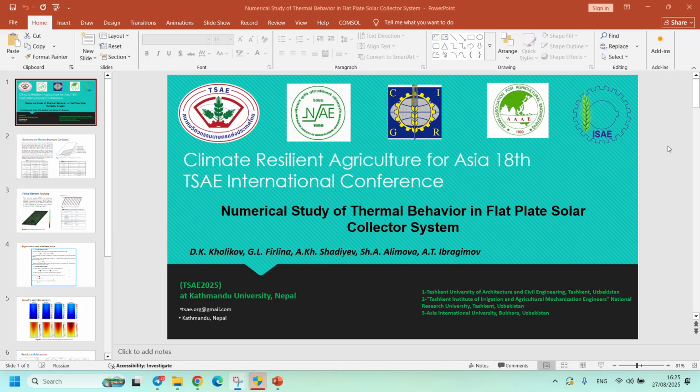In this part, I'm going to talk about a numerical study of thermal behavior in a flat plate solar collector system. A flat plate solar collector is a device that absorbs solar radiation on a flat surface and transfers the captured heat to the working fluid, usually water, air, or something like that, flowing through the tubes attached to or embedded into the surface.